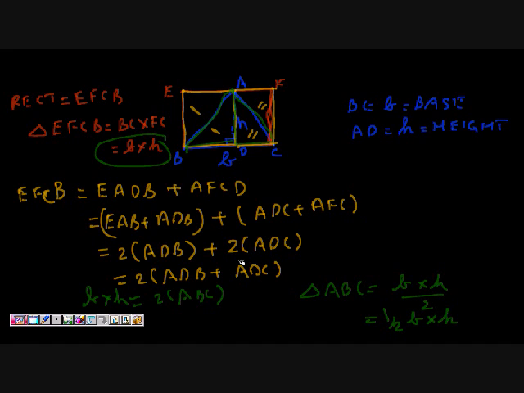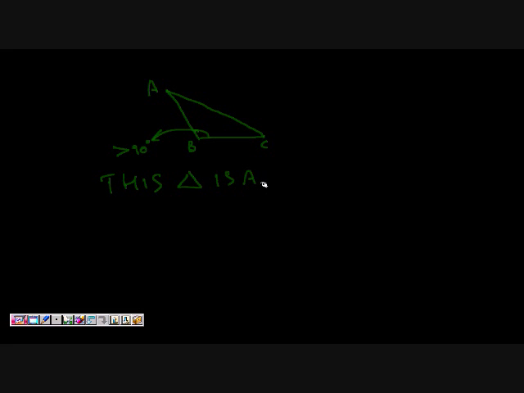Okay. Now let's take another example. We're given a triangle like this. Okay, ABC, where one of the angles is more than 90 degrees. So this angle is greater than 90 degrees. So it's called an obtuse angle triangle, where one of the angles is greater than 90 degrees. So this triangle is an obtuse triangle.